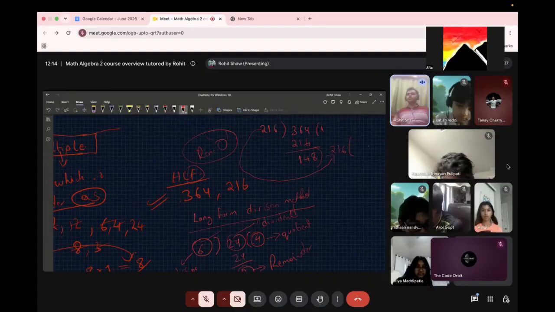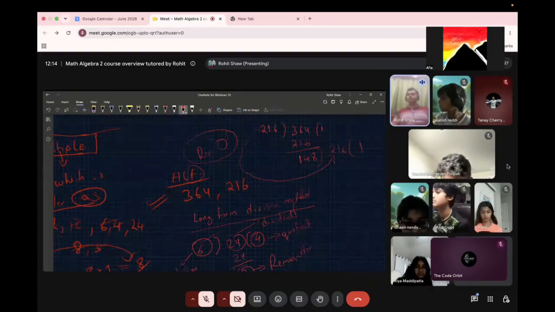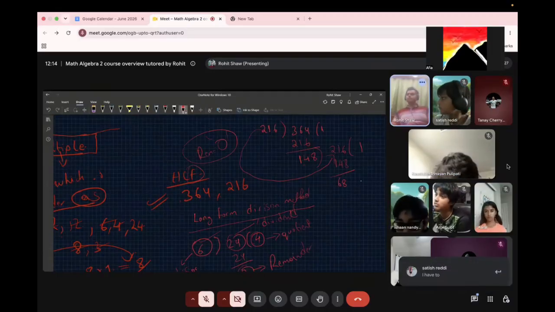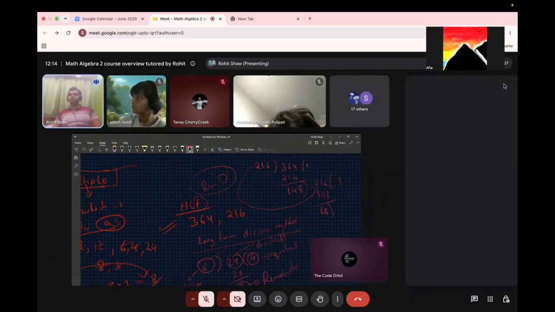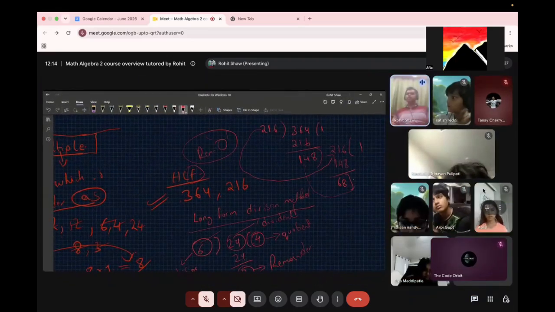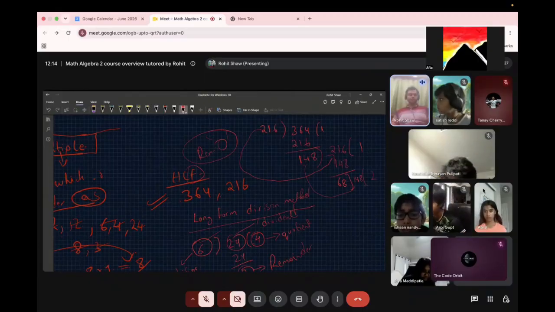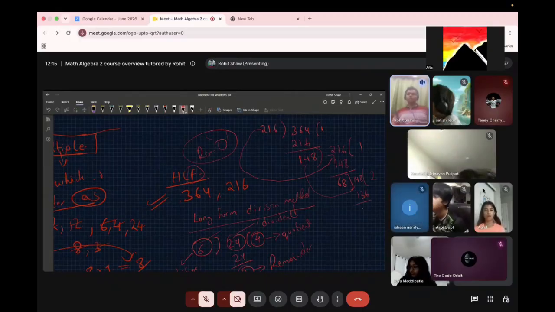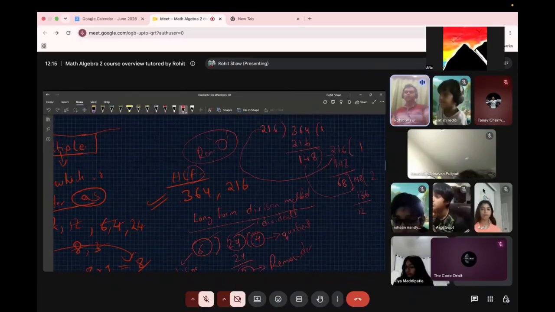So 148, 1 times 148. Minus 216, so it is becoming 68. Again continue the same process. I'll put it into dividend 148. So this will go 2 times. 68 into 2 is 136. So 148 minus 136, it is coming 12. Again the remainder is not 0.